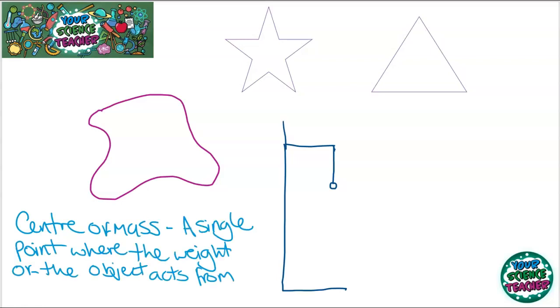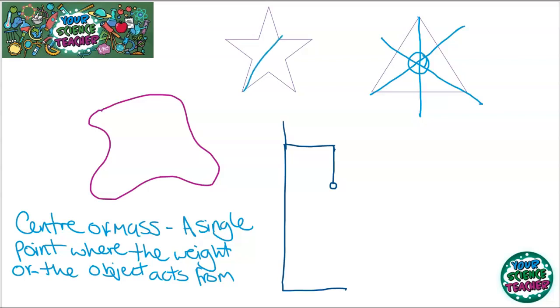For symmetrical objects, it's really easy to calculate the center of mass because it's just the lines of symmetry. For example, let's look at this triangle here. It has a line of symmetry here, a line of symmetry here, and a line of symmetry here. You can see that the center of mass of this object will be here. The same could be said for this star.